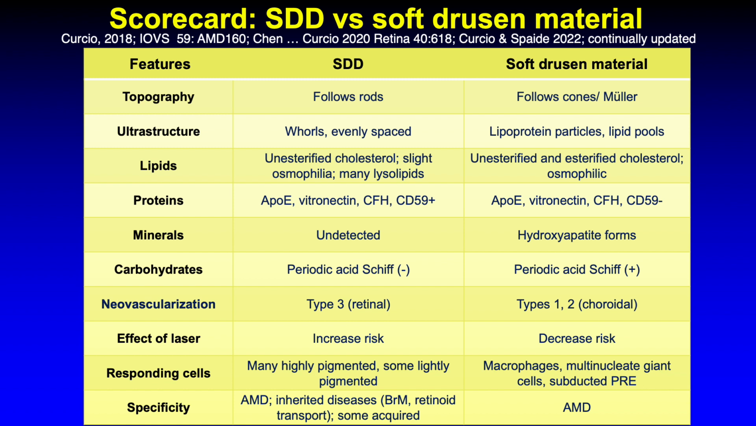Equally cogent differences are that drusen progress to hydroxyapatite or calcification, but SDD do not. Also, drusen are positive for carbohydrate stains, and SDD are not. Protein composition is partially overlapping, with CD59 clearly different. Prophylactic laser reduces progression risk from drusen but makes it worse for SDD, and the responding cells differ. SDD occur in several diseases involving Bruch's membrane or transport, particularly of retinoids, and soft drusen are specific to AMD. Now I will present new data on differences in ultrastructure and evidence for lysolipids in SDD.